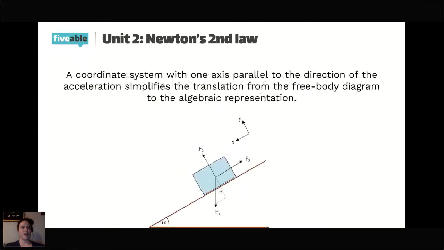Okay. Now the coordinate system with one axis parallel to the direction of the acceleration simplifies the translation from a free body diagram to the algebraic representation. So this is why whenever we have the block sliding down the ramp, we pretty much always rewrite our coordinate system so that x is pointing along the ramp and y is coming out perpendicular to it. It just makes the problem a heck of a lot easier if your acceleration is in the same direction as one of your coordinate axes.